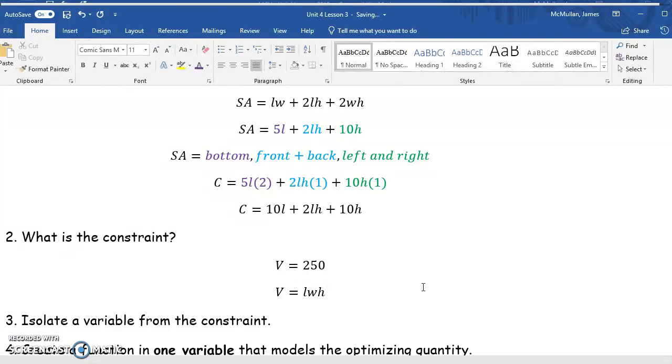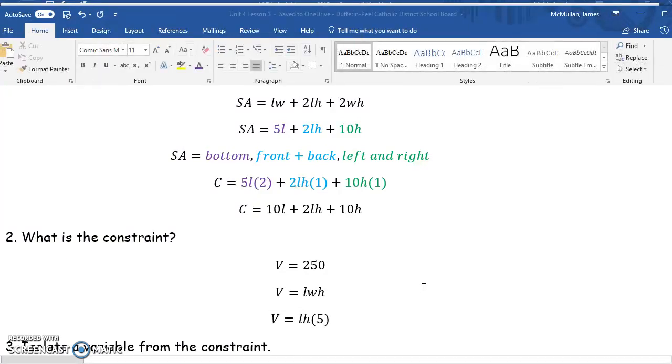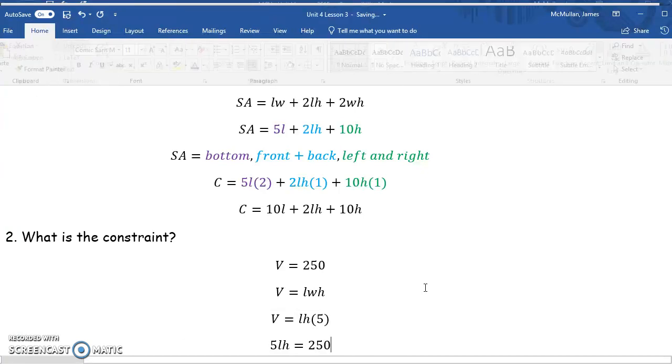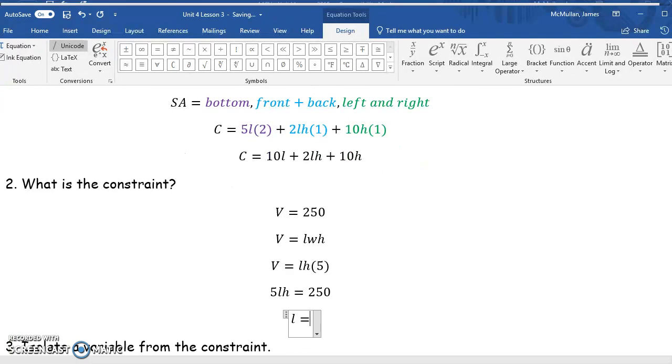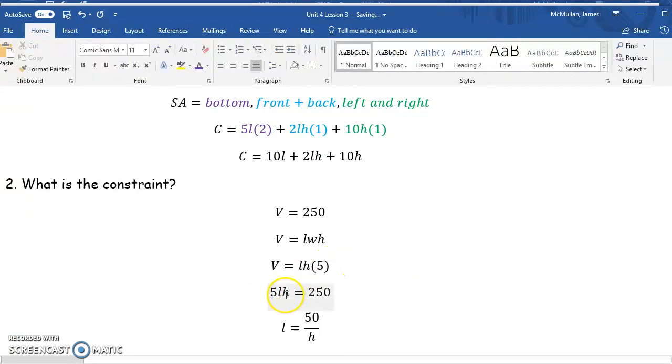So we can now say volume equals length times height times 5, since of course the width we know to be equal to 5. This means that 5LH equals 250, and that L, for example, is equal to 50 over H. And how I'm getting that is I'm simply dividing H and 5 over to the other side.